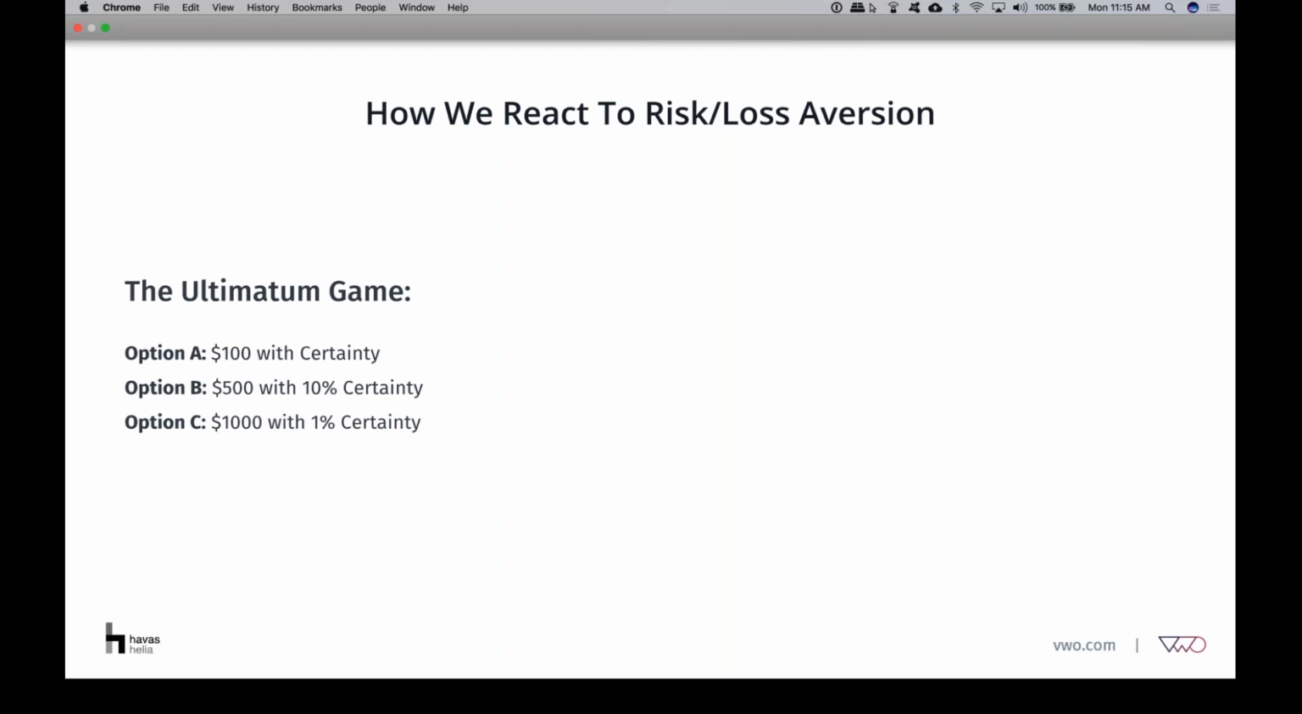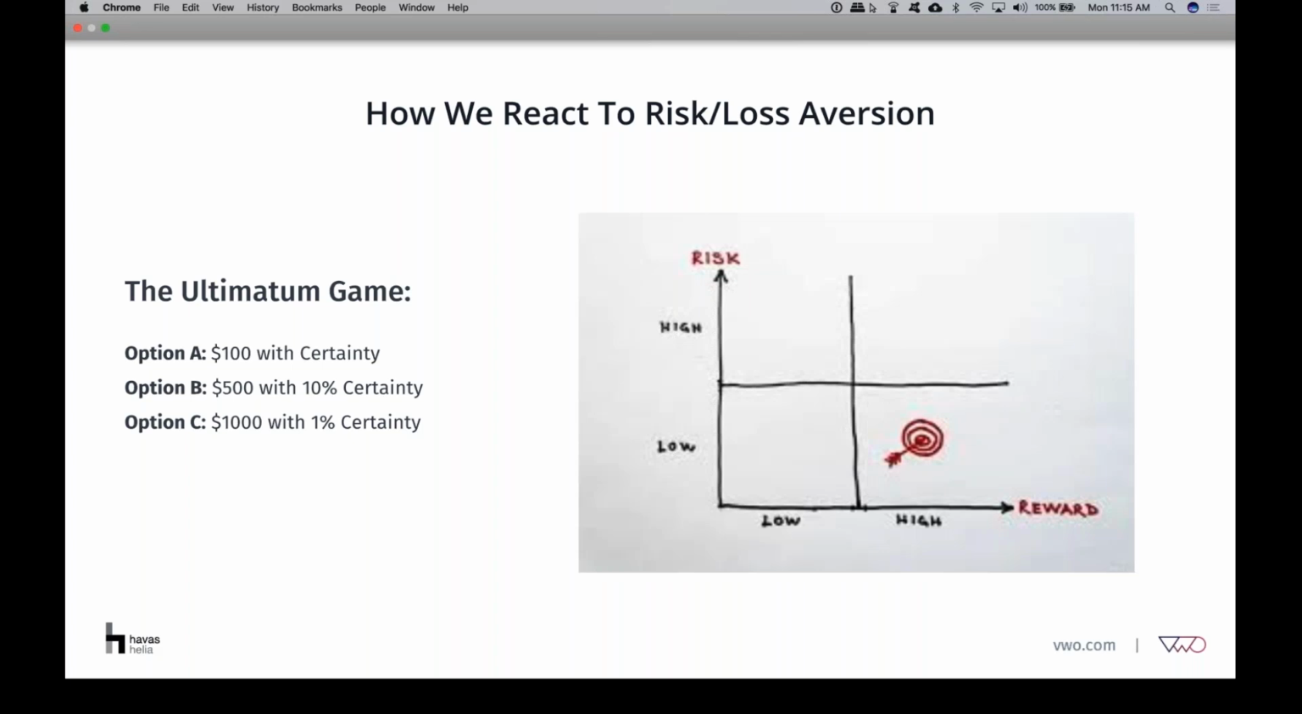So if I ask you to pick one option out of these three, I think almost all of you would want to pick the first option as it's the easiest one, and you would want to run away with that $100 note. What this tells us is that everybody wants to operate in the fourth quadrant, which is basically the low risk and high reward quadrant.